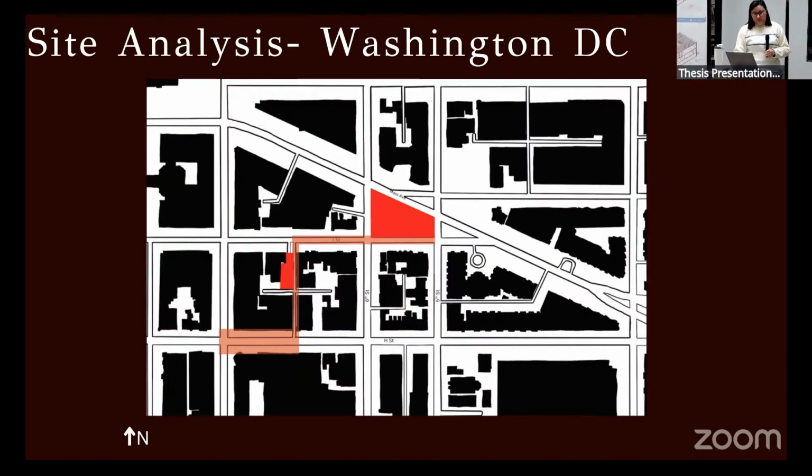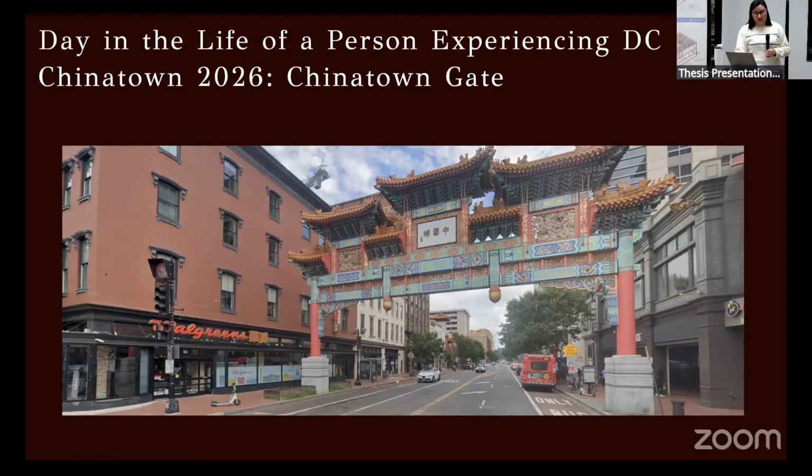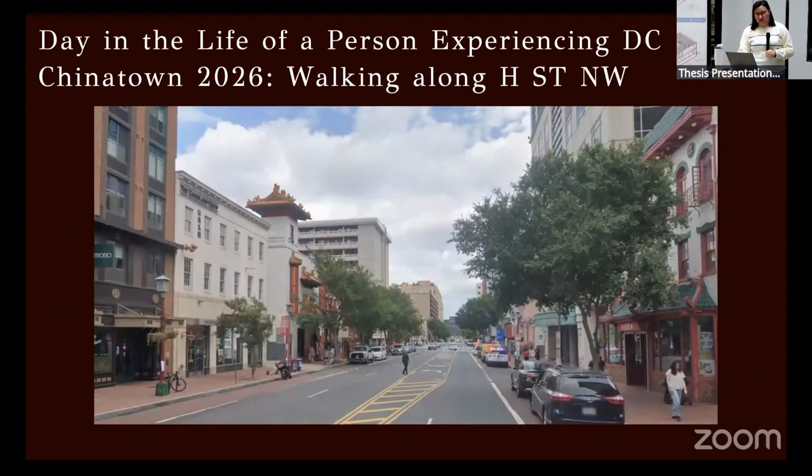And so with that, I want to take you through an experience of people going through Chinatown today and seeing how fragmented it is. So through the Chinatown gate, we can see different motifs of Chinese architecture within Chinatown, as well as different high rises around the area.